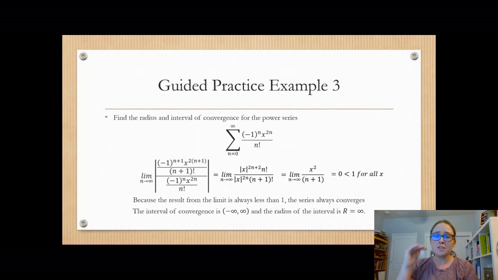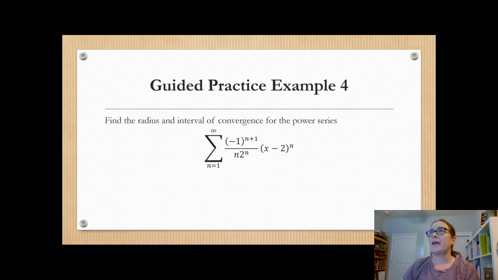Okay, so we've seen each of the three possibilities to help you get through these problems. And now here's some guided practice for you to try on your own.